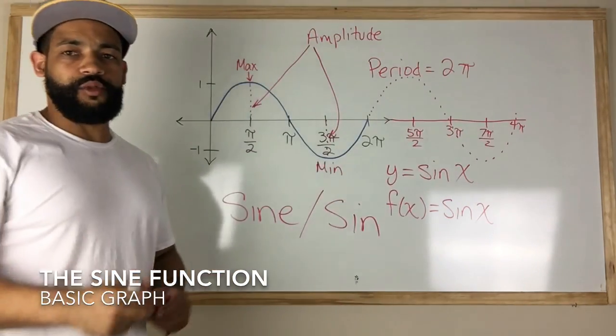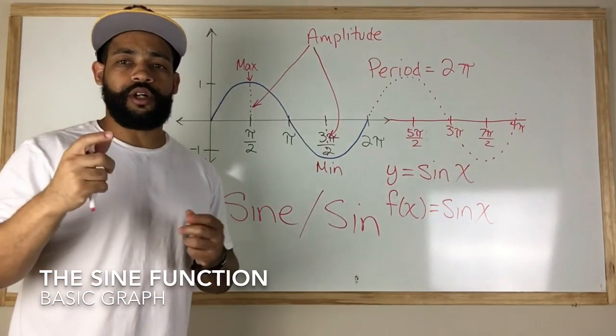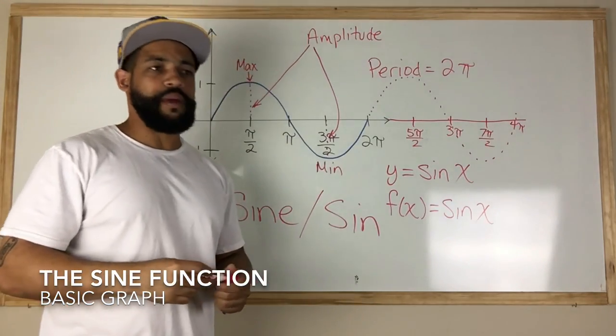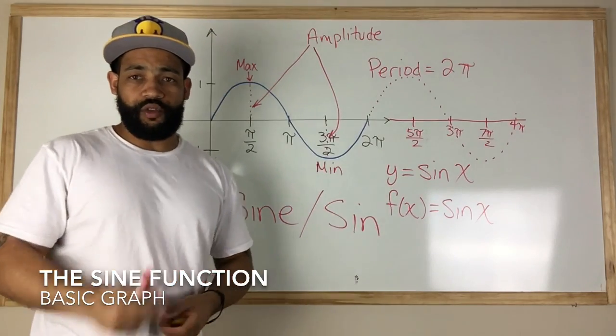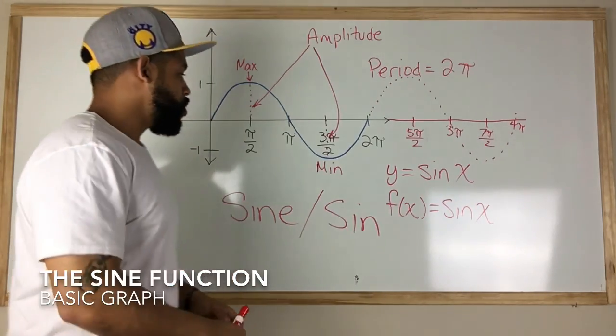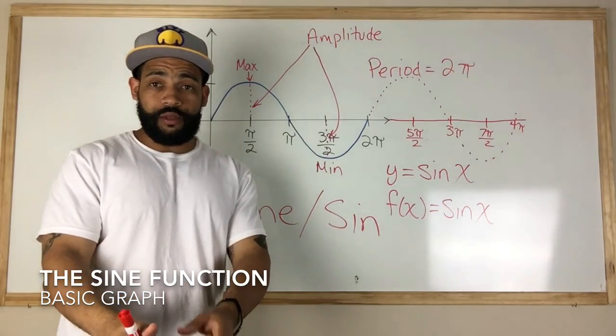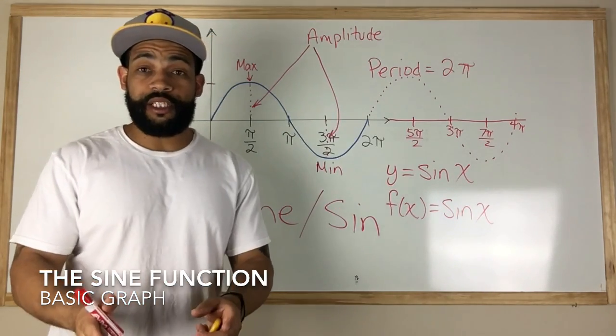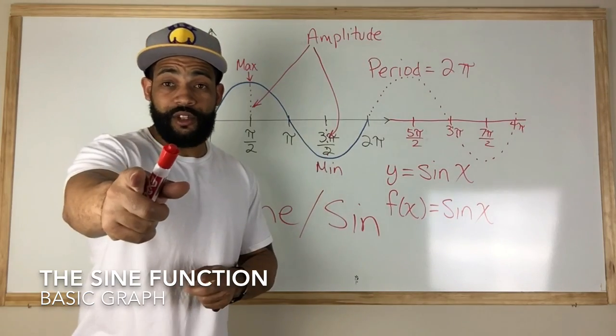But the main thing is we want to talk about the amplitude. We want to talk about the period. We have the maximum point, the minimum point. So these are the basics of the sine function graph. Okay, and notice we're going to get into some more detailed information when we talk about what happens when we do transformations on this graph. So that's the sine function graph.